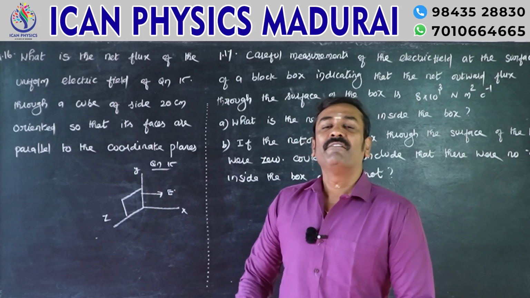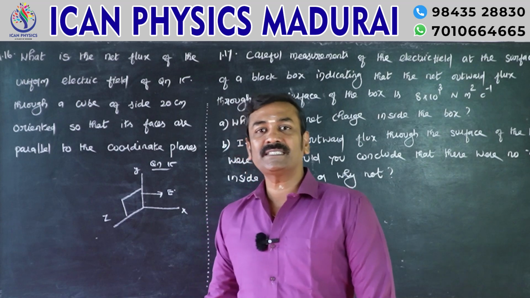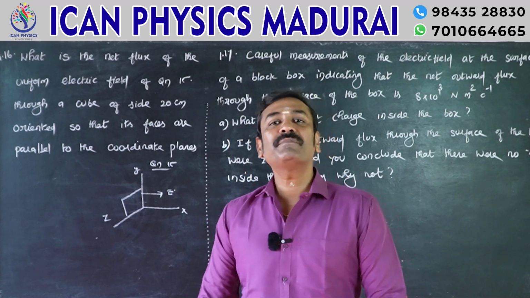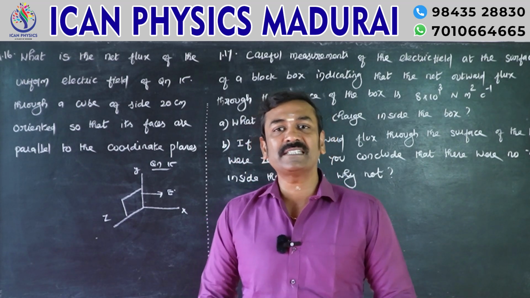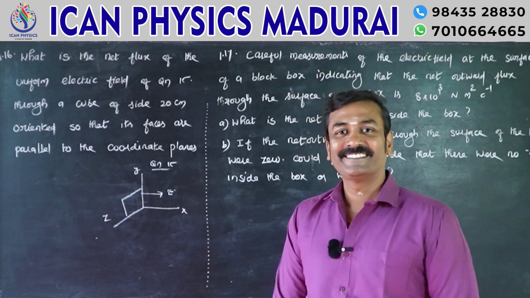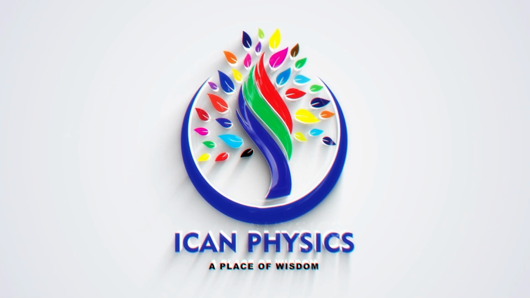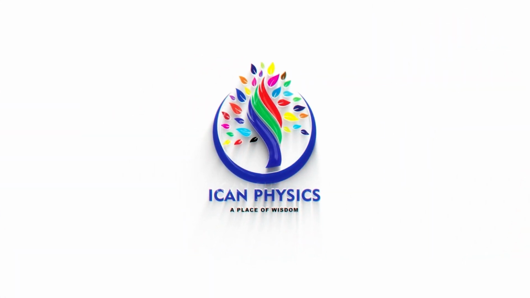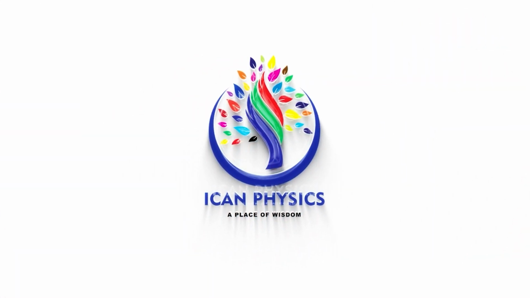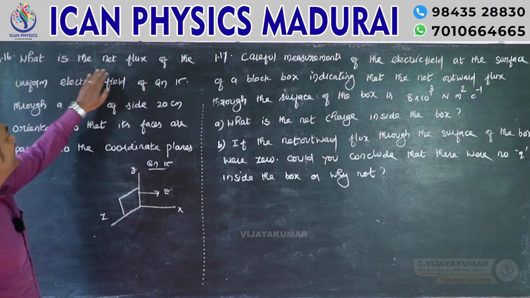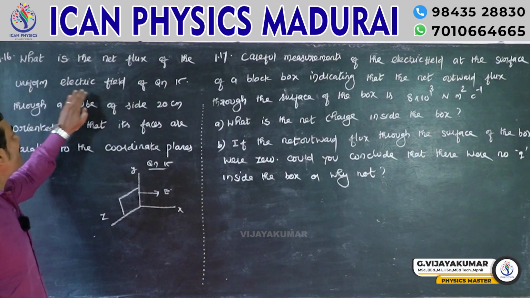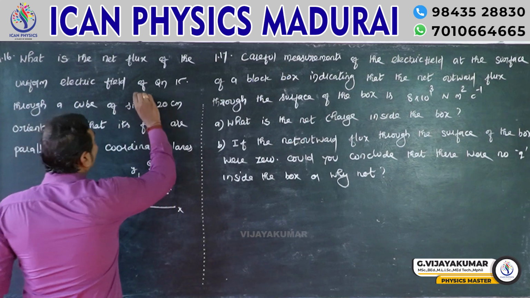Now in this class, we are going to solve 1.16 and 1.17 from the first lesson, electric charges and field. So what is the net flux of the uniform electric field from the question number 15?